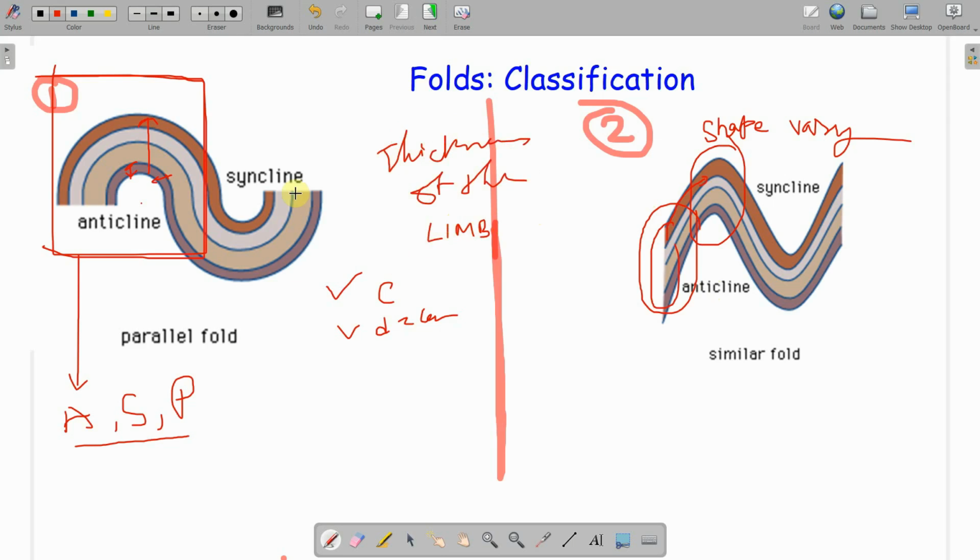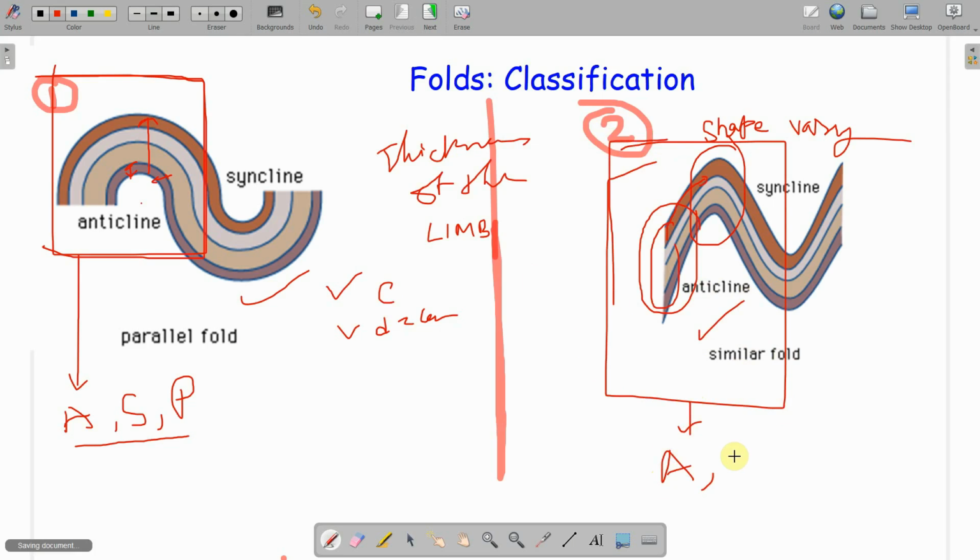So considering the thickness of the limb, we can classify parallel fold and similar fold. So what type of fold is this? If I take this cross section, this fold is anticlinal first, and this will be symmetric, and it's a similar fold. This is how I will be mentioning any fold.